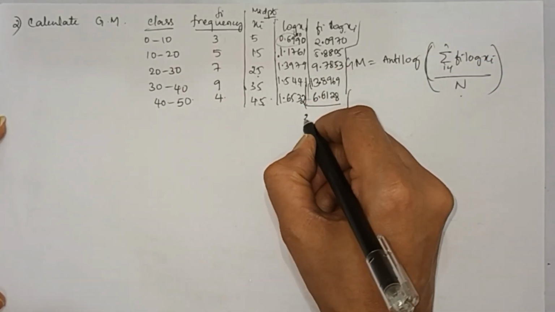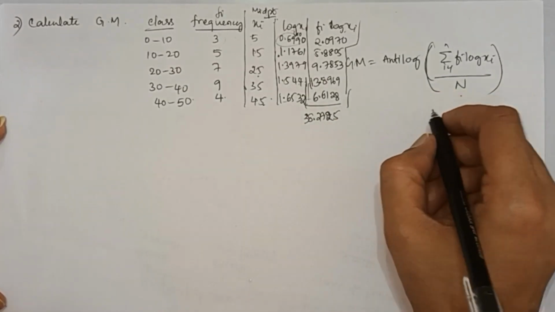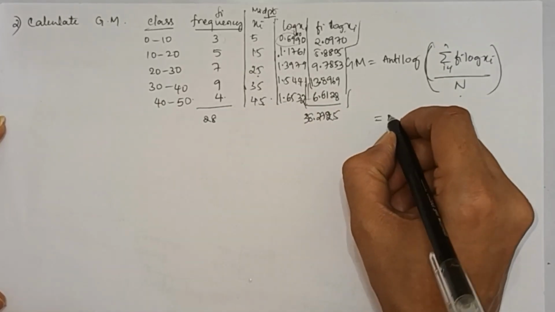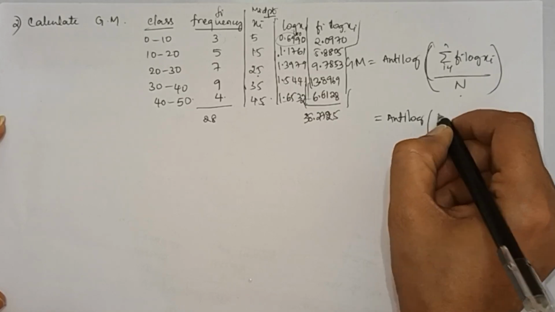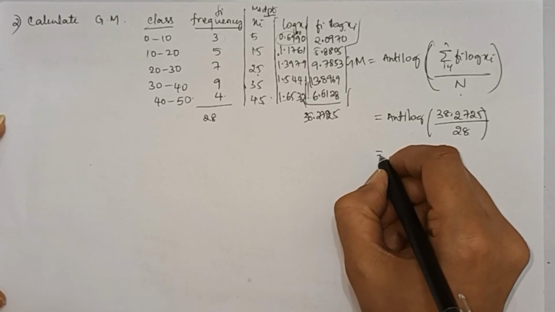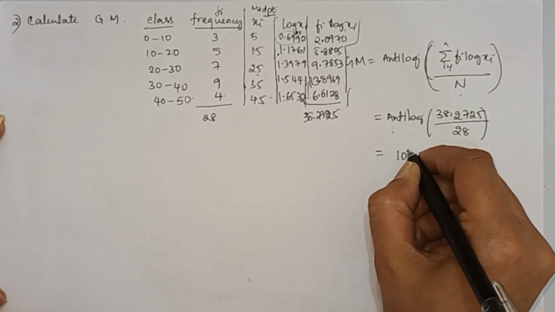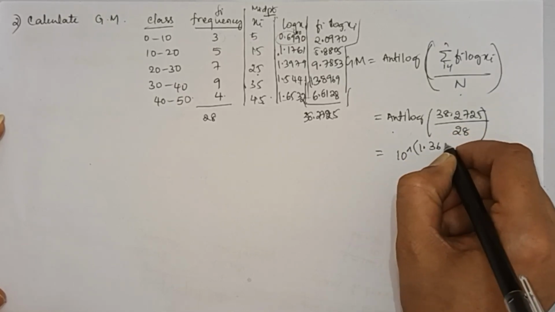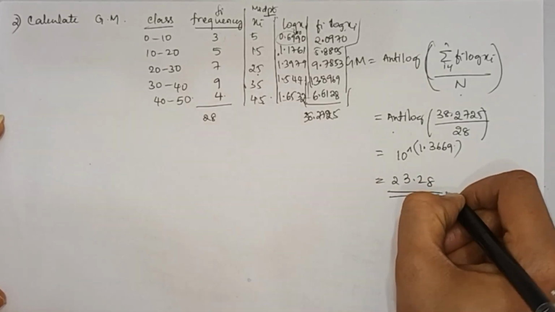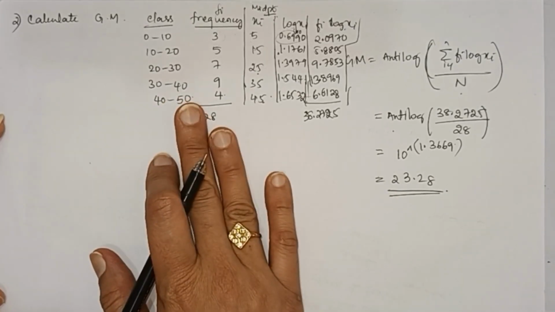That sum is equal to 38.2772725. Then the sum of all the frequencies is equal to 28. So anti-log of 38.2725 divided by total frequency 28. Anti-log means 10 to the power this value. So 10 to the power 1.3669 gives you 23.28. This is how to calculate the geometric mean when you have grouped data.